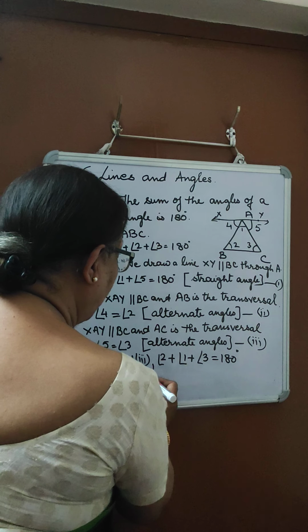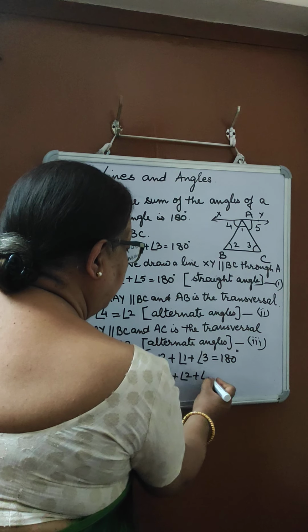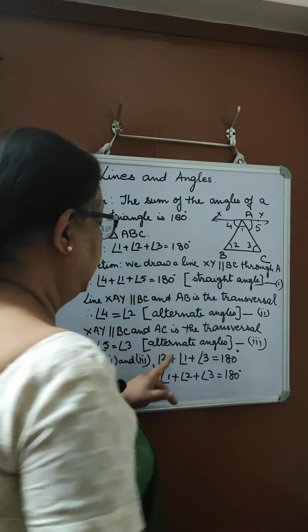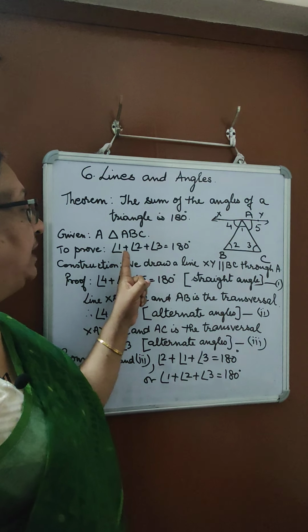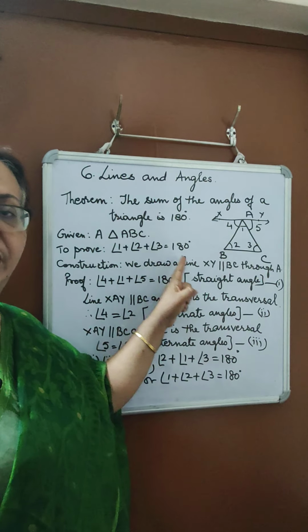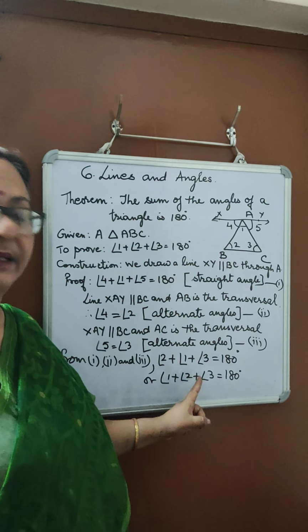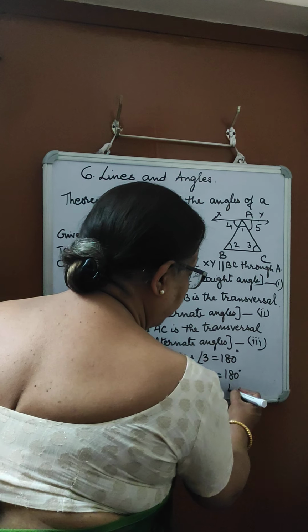Just rearrange, or angle 1 plus angle 2 plus angle 3 is equal to 180 degrees. Just on rearranging. And this is what we had to prove: angle 1 plus angle 2 plus angle 3 is equal to 180 degrees. So we have proved it.